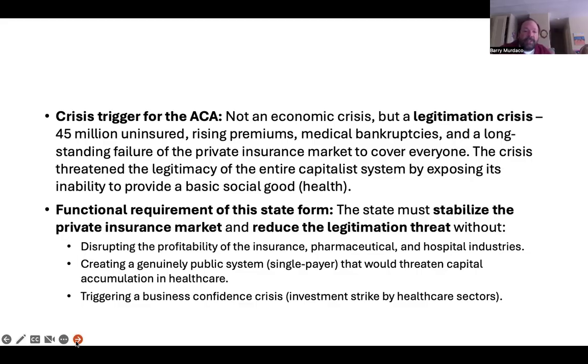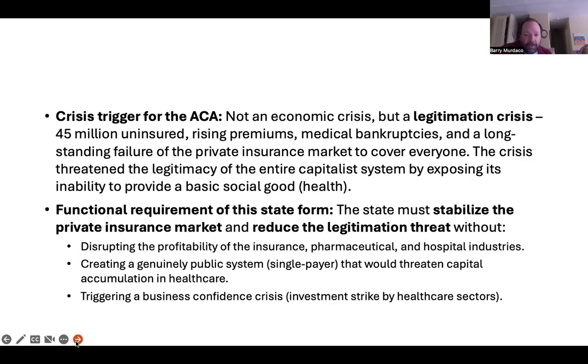The state must stabilize the private insurance market and reduce the legitimation threat. So now we're saying what role the state plays in stabilizing capitalism, basically, and reduce the legitimation threat without, of course, exceeding the limits placed upon it. It can't disrupt the profitability of the insurance, pharmaceutical, and hospital industries. That would be too much of a disruption to the functioning of capitalism.